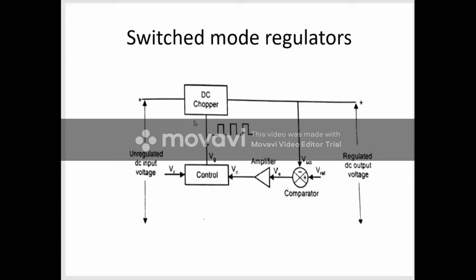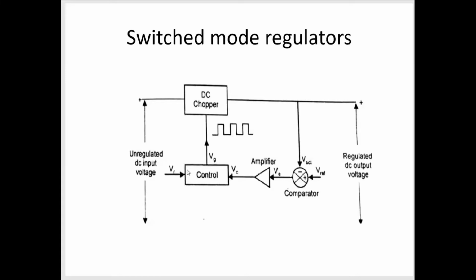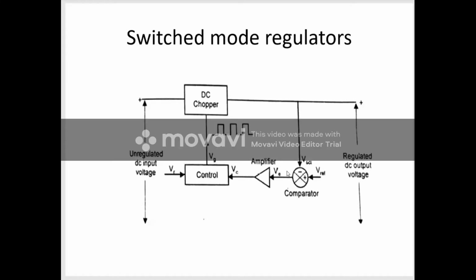Okay, and in order to switch on and off this DC chopper, we have to give some control signal. So this is the control signal applied to this DC chopper. Then after that, we have to use one feedback network. In that feedback network, we may use one comparator section and one amplifier section. So this is the block diagram of switching mode regulator.